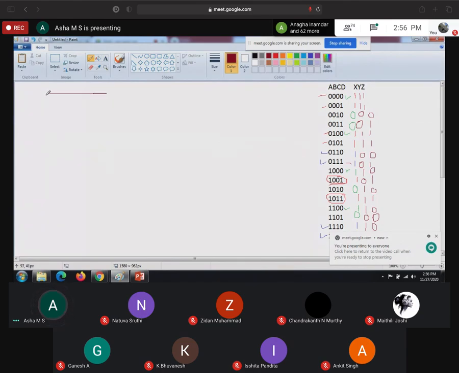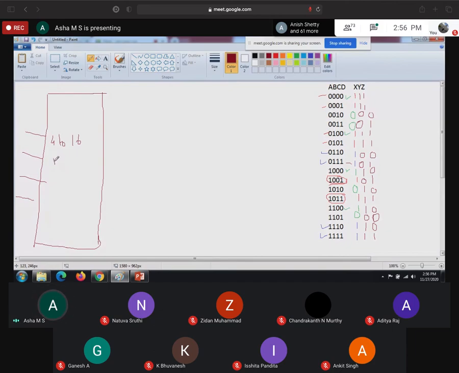Draw the structure. So 4 inputs A, B, C, D. This is your decoder. Which decoder? 4 to 16 decoder. This is A, this is B, this is C, this is D. Next, similarly, how many outputs? 16 outputs.